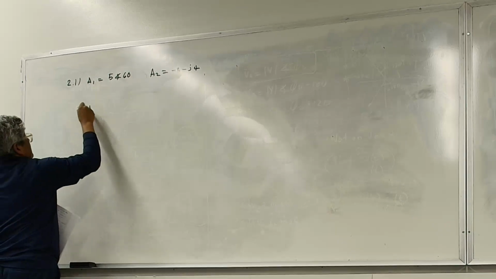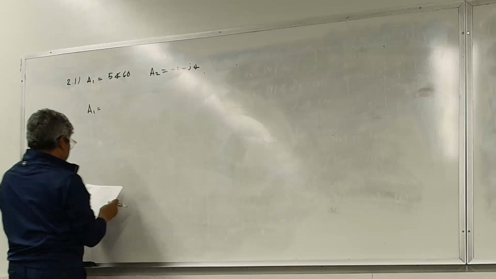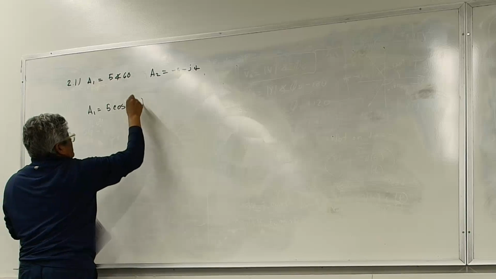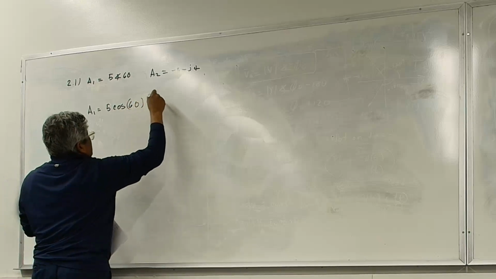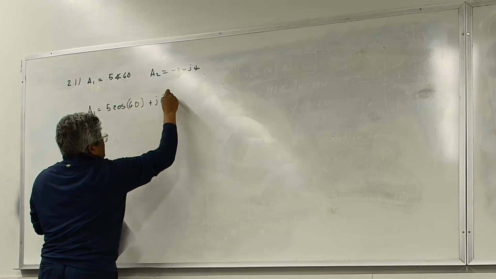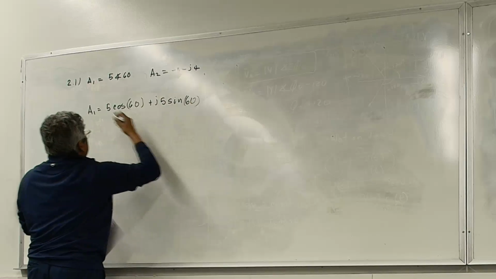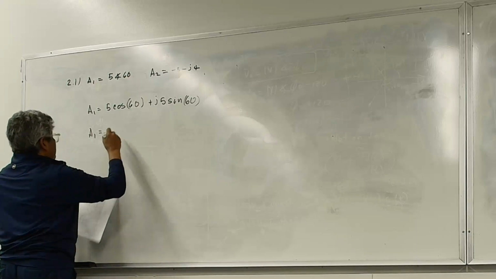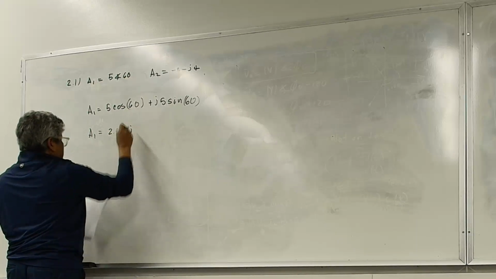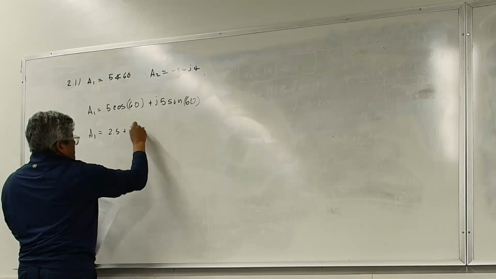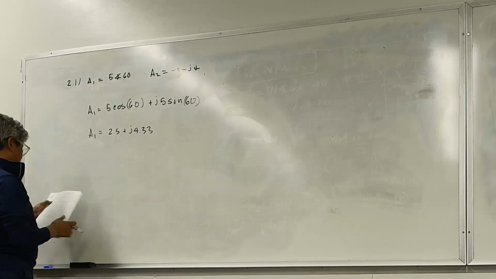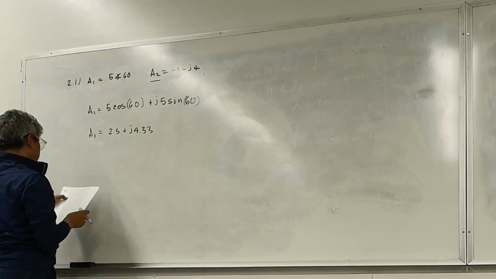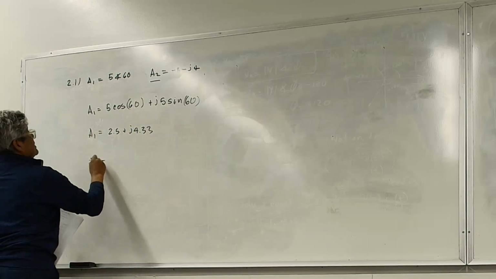Yeah, so A1 was equal to 5 cosine 60, right? Plus j 5 sine 60 degrees. So A1 was equal to 2.5 plus j4.33, right? And then the second question was convert this guy from rectangular to polar, so A2 is equal to minus 3 minus j4.